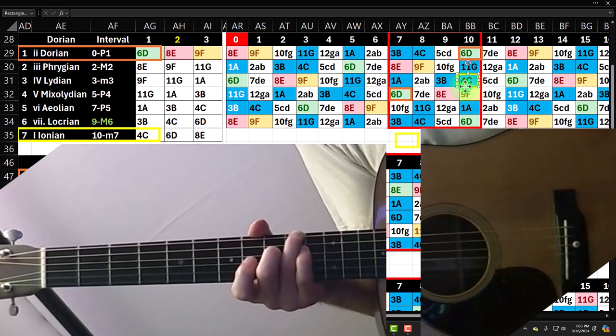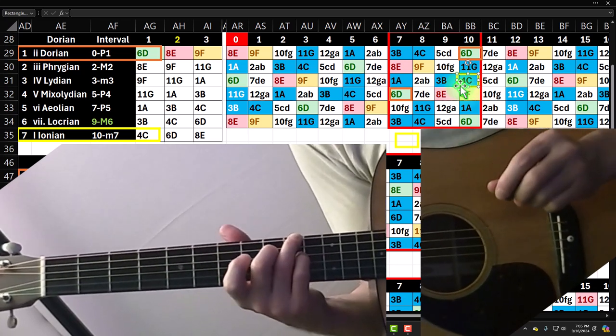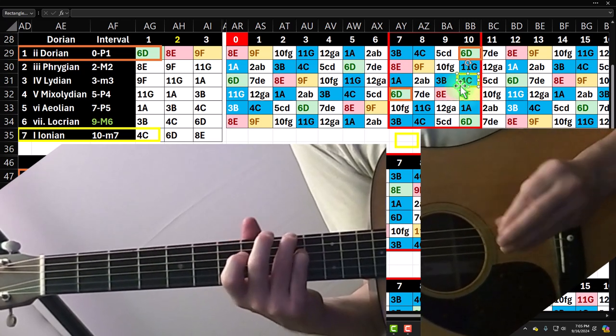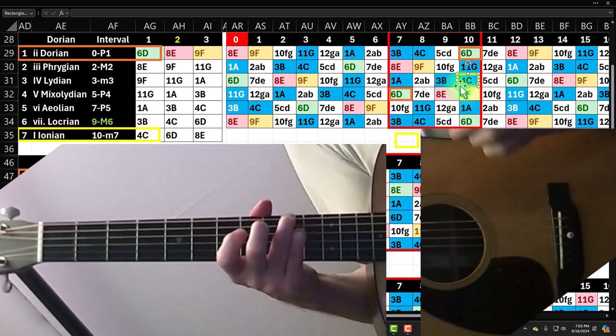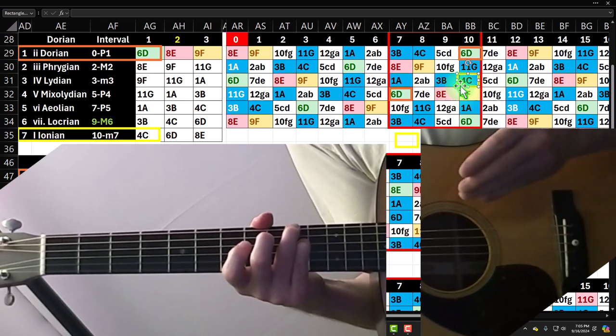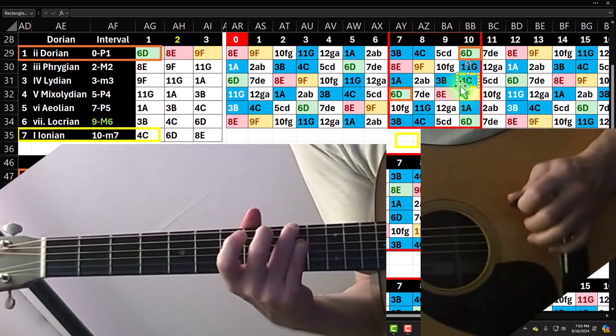All right, so then we're going to go to the next one, and that's going to be the 7th of the Dorian, and the 7th of the Dorian is back to a proper 7th because we took another half step, which is funny, from the main minor to get to the 7th here, to get us back in sync.